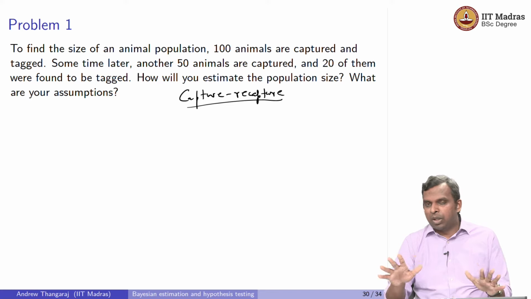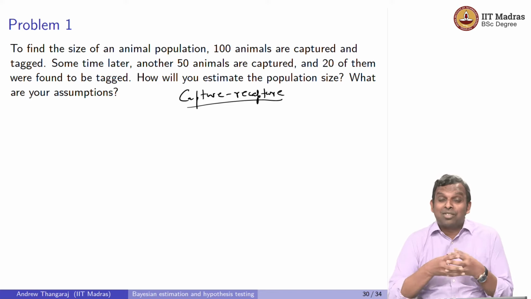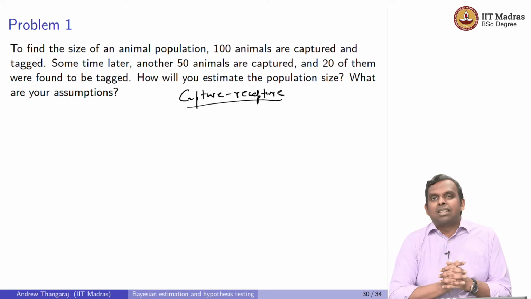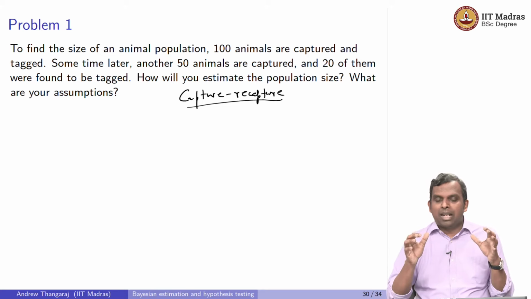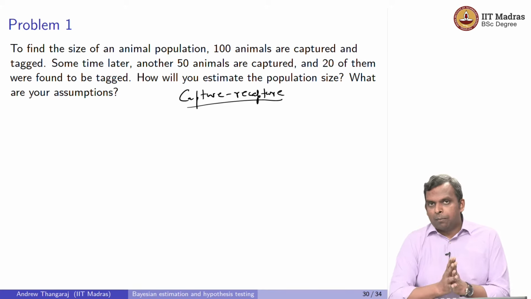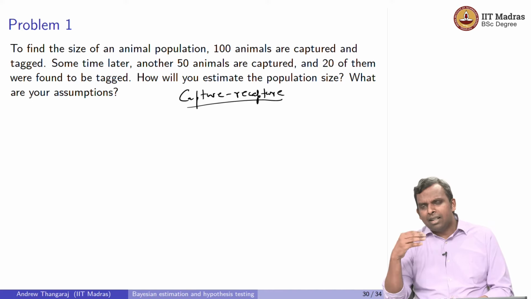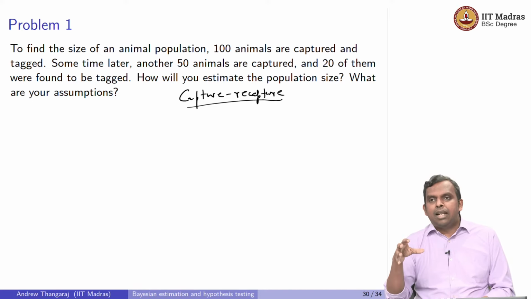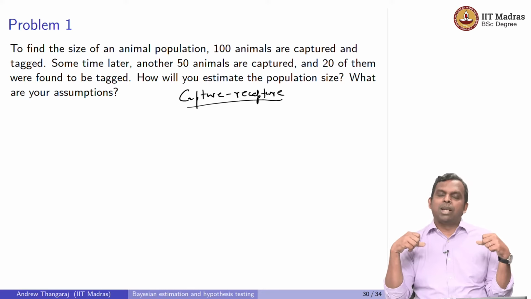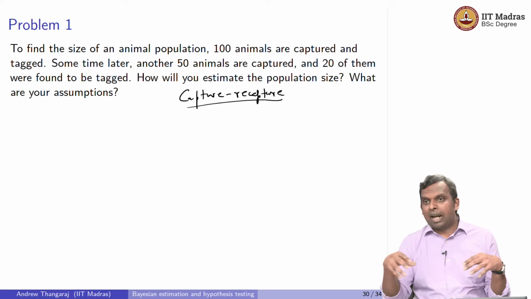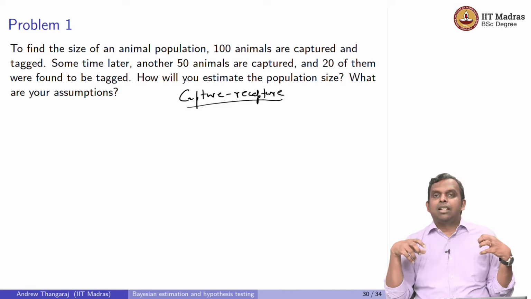After you capture them, you release them. Remember, we are ecologists. We are not trying to hurt the animals in any way, so we make sure the tagging doesn't hurt them in any serious way. We capture some animals, tag them, put them away. They go back and mix up in the population. A little bit later, you come back and again you do a random capturing of animals. First time also you randomly capture animals and tag them. Second time also you randomly recapture animals and look at how many of them were found to be tagged.